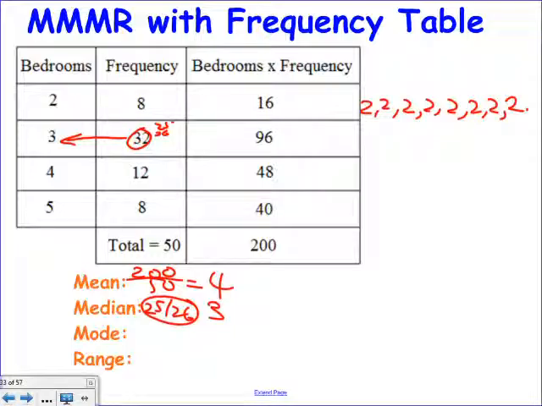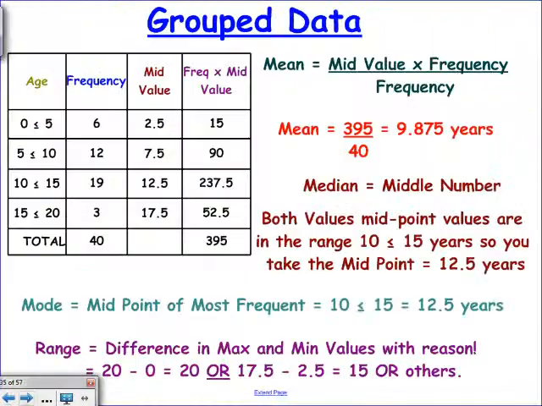What's the mode? 3, because it occurs 32 times. And then finally the range. Good, 5 minus 2, which gives me my 3. Excellent. Happy with frequency tables and mean, median, mode and range? Good, good, good. Right, the final bit, the hardest bit, sort of.